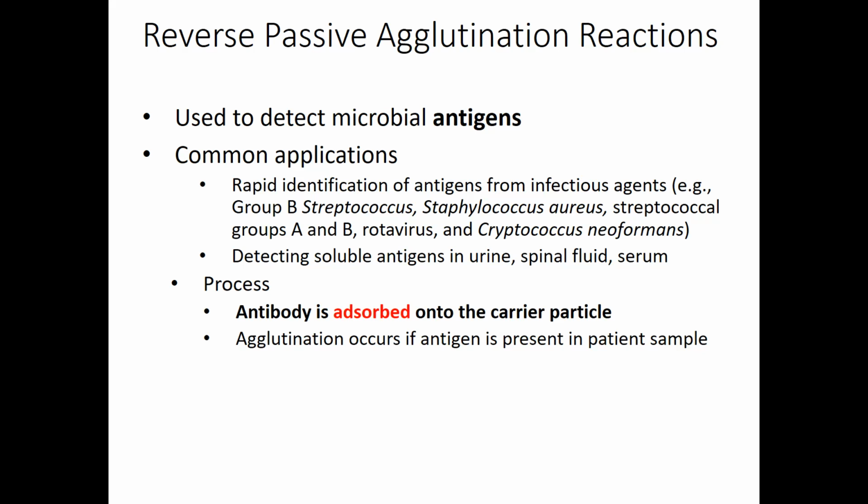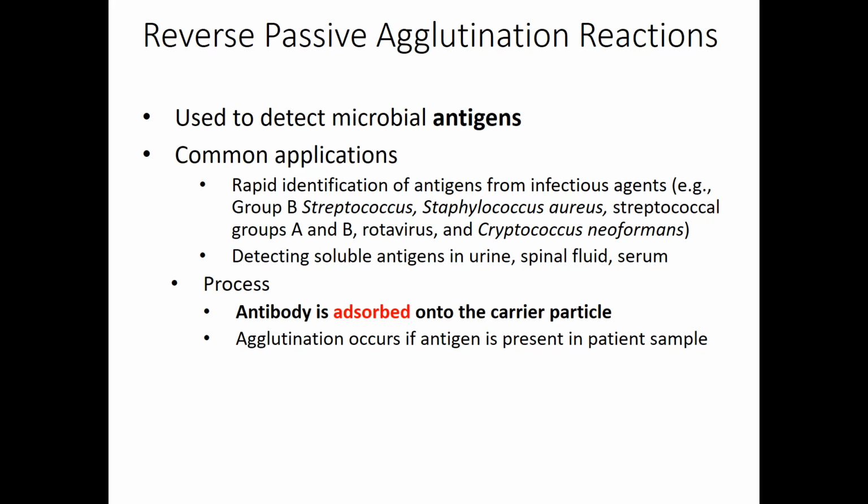The next agglutination reaction we're looking at is what we call reverse passive agglutination. This is used to detect microbial antigens. Some of the common applications might include rapid identification of antigens from some infectious things that we don't really want hanging around in a test kit. Group B strep, staphylococcus, some rotavirus, cryptococcus neoformans. So in this case, we're going to detect soluble antigens in the urine, spinal fluid, and serum, not the actual bacteria.